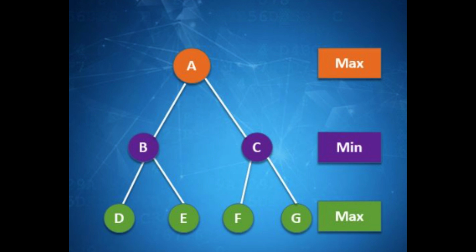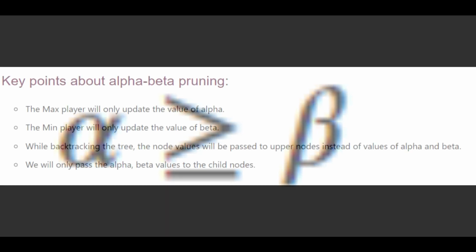Alpha-beta pruning applied to a standard Minimax algorithm returns the same move as the standard algorithm does, but it removes all the nodes which are not really affecting the final decision but making the algorithm slow. Hence by pruning these nodes, it makes the algorithm fast. Condition for alpha-beta pruning: the main condition required for alpha-beta pruning is alpha greater than or equal to beta.